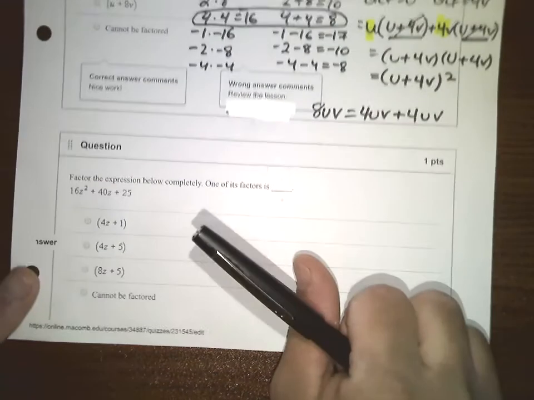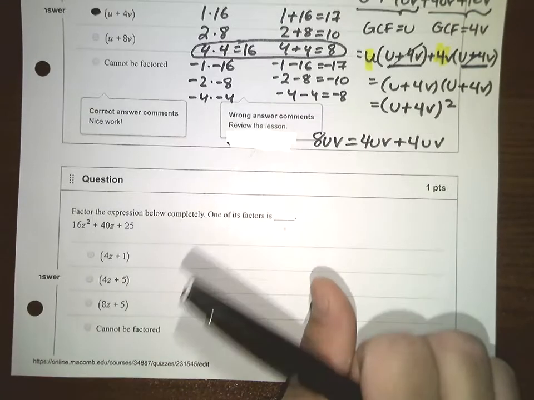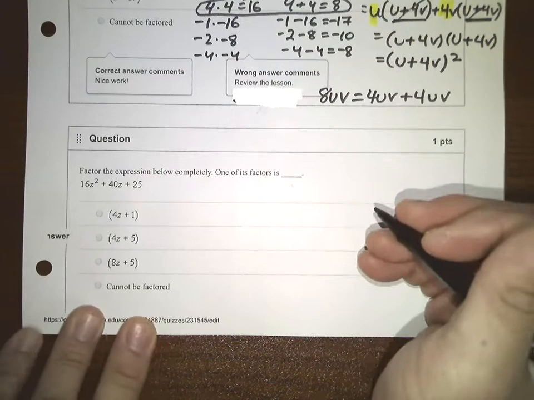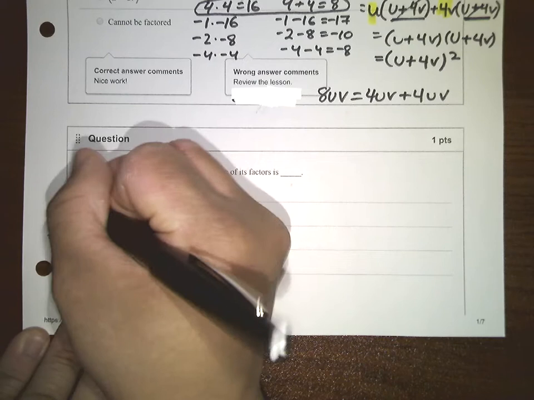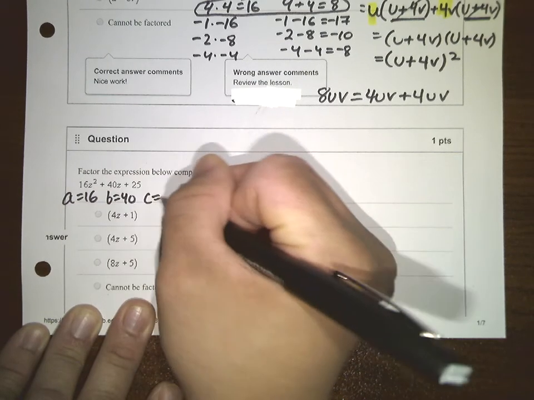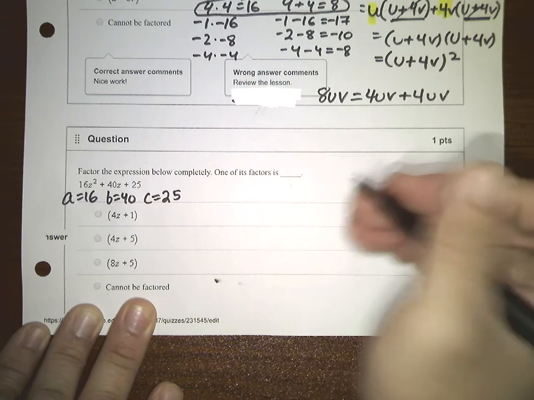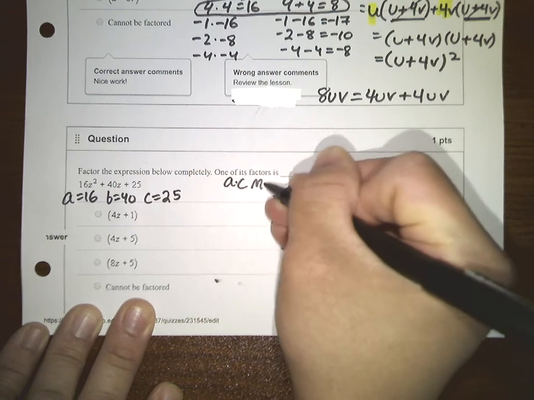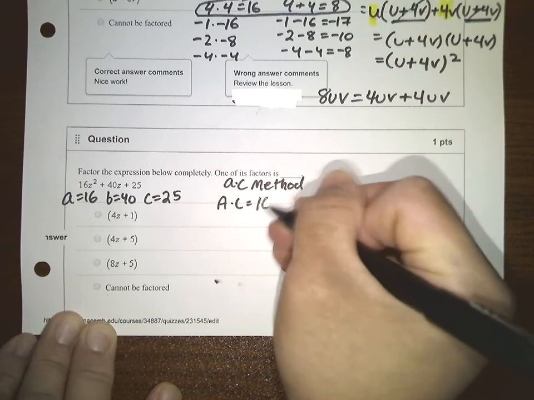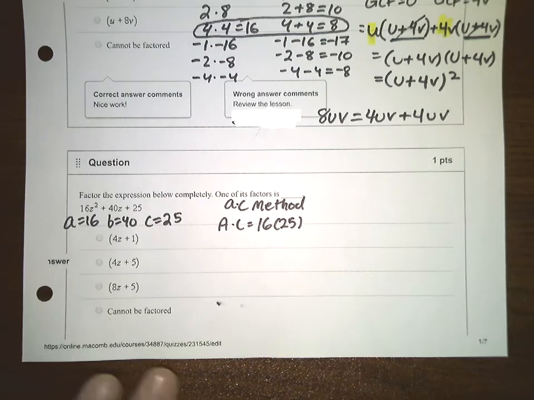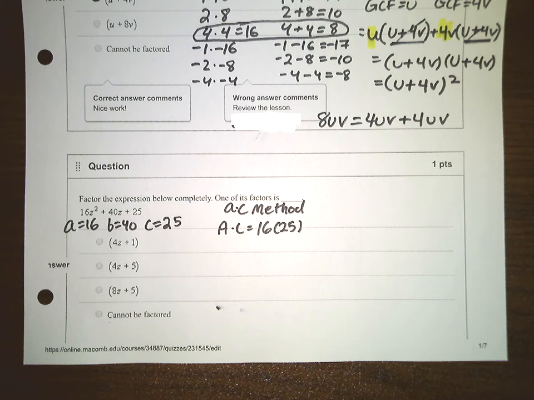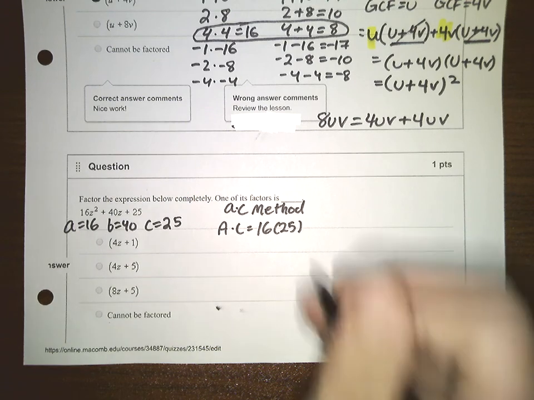Let's try again. We have 16z squared plus 40z plus 25. So A is 16, B is 40, C is 25. So I want to use the AC method again. So A times C is 16 times 25. All right, so then 16 times 25 is 400.